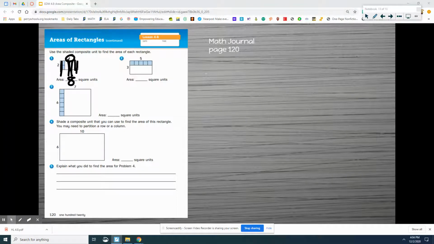Okay. Looking at number 2, what is the area of this shape? You should have said 15. I don't know how many squares are in there, but I can use what I know. The long side is 5, and the short side tells me I'm going to have 3 5s. So I'm going to have 5, 10, 15. The area of this shape is 15 square units.